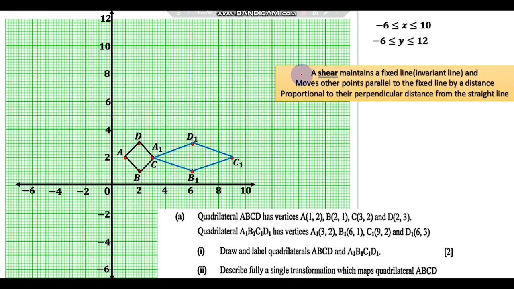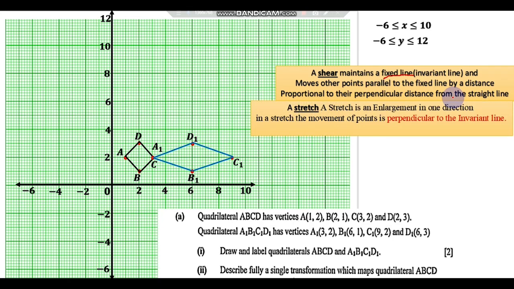the correct one. So shear maintains a fixed line, and that line is called invariant line. Okay, it maintains a fixed line and moves other points parallel to the fixed line by a distance which is proportional to their perpendicular distance from the straight line. Okay, then what is a stretch? A stretch is an enlargement in one direction. In a stretch, the movement of points is perpendicular to the invariant line.